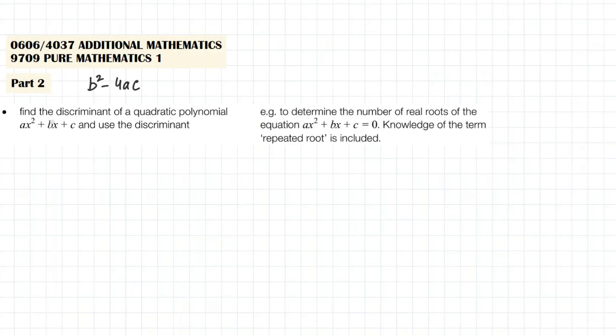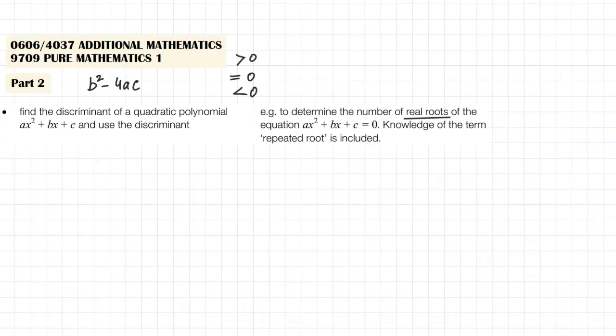Find the discriminant of a quadratic polynomial and determine the number of real roots of an equation. Real roots can be real, equal, or real distinct. And then they are saying knowledge of the term repeated root is included. We also discussed imaginary roots in each of the cases when the discriminant is greater than 0, equal to 0, and less than 0.